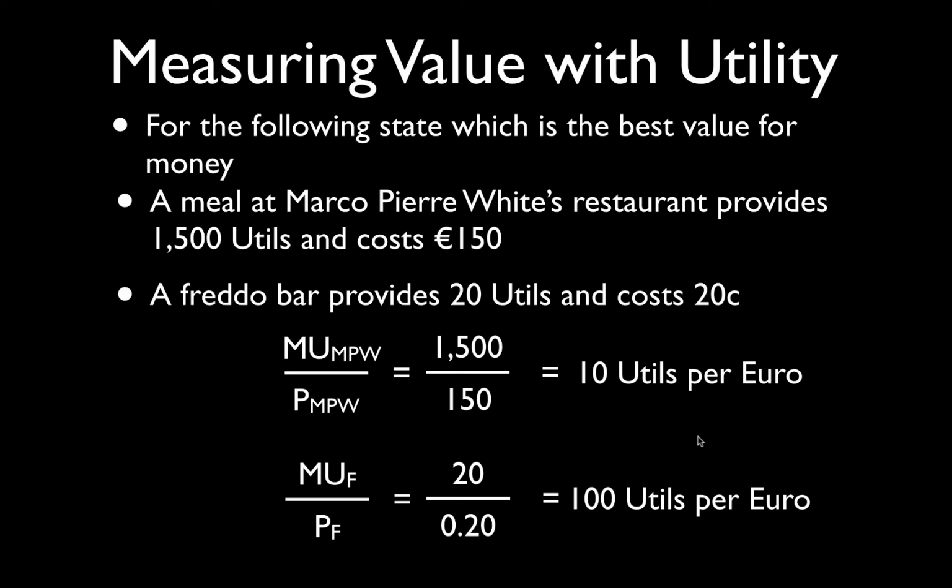So the idea here is that we're measuring value for money, but this time in terms of utils per euro. So obviously you would buy the Freddo bar. Now, as you buy the Freddo bar, what happens to the marginal utility? Well, because of the law of diminishing marginal utility, the next Freddo bar will give you fewer utils per euro. But we don't need to worry about that yet.